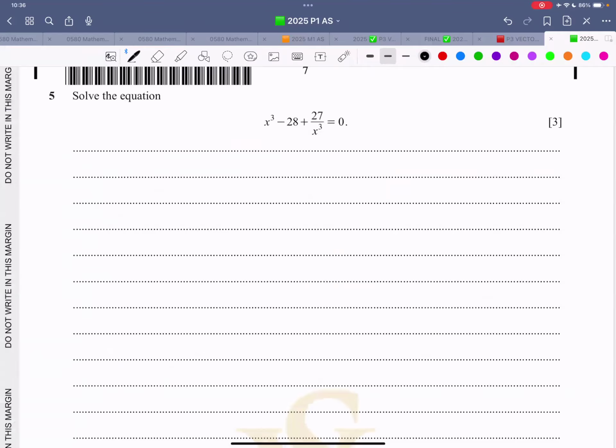Now let's focus on question number 5. Question number 5 says, solve the equation. This is x cube minus 28 plus this thing over here.